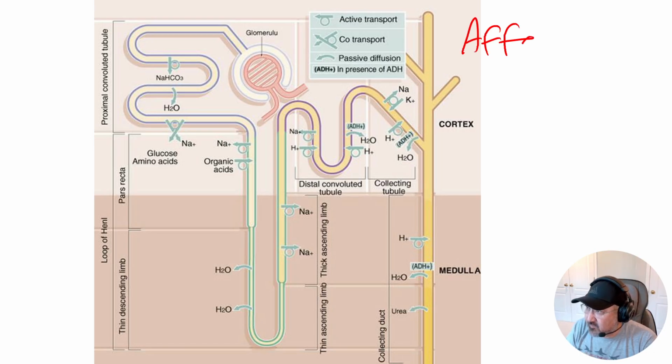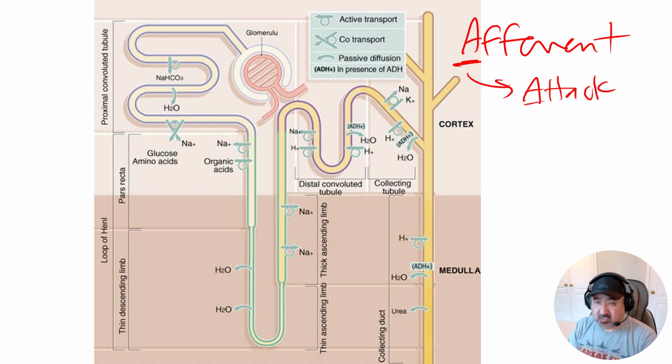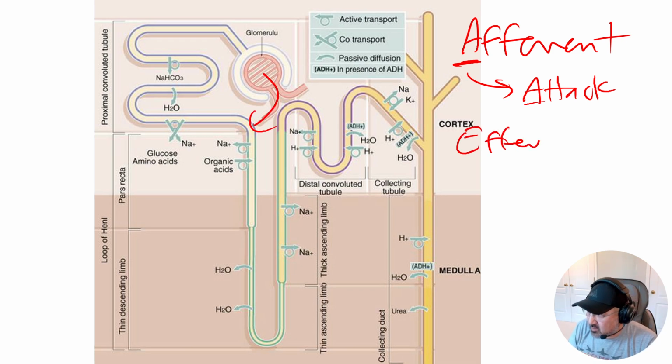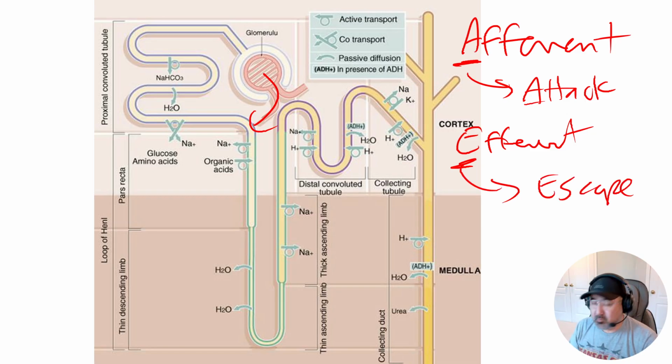Afferent. Starts with an A. A, I like to say, stands for attack. This is going toward an organ, like the glomerulus. You can still use afferent for your nervous system, meaning sensory attack in the spinal cord. Efferent leaves. Efferent, E stands for escape. Blood leaving the glomerulus and also blood leaving, or maybe the motor portion leaving your spinal cord. So we have an afferent and efferent blood.